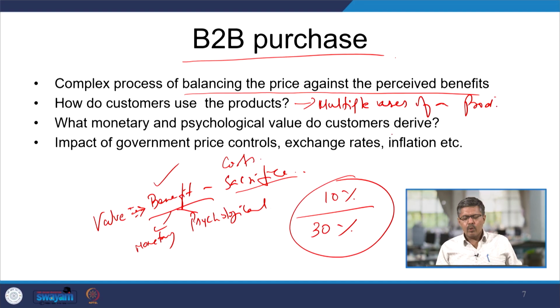Okay. What monetary and psychological value do customers derive, which I just mentioned, and what is the impact of the government's rules and regulations, exchange rate, inflationary conditions, price controls? How do they affect? These are some things which will affect the entire business. So, after all this, the marketer has to understand how to set the price. Okay, we understood the situation, we understood what happens when it is low or high. Now, how do we set the price then?